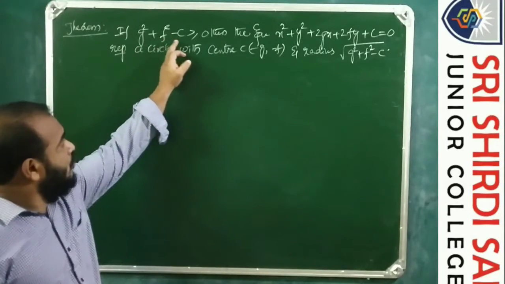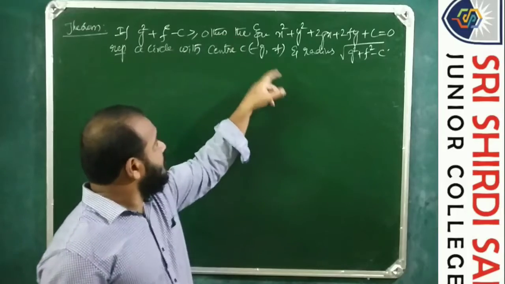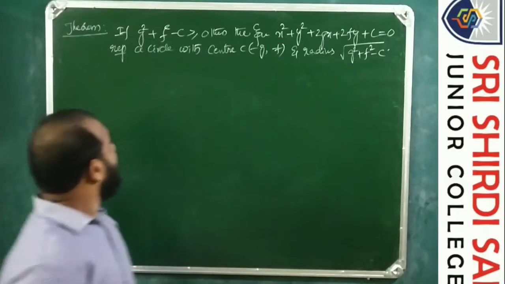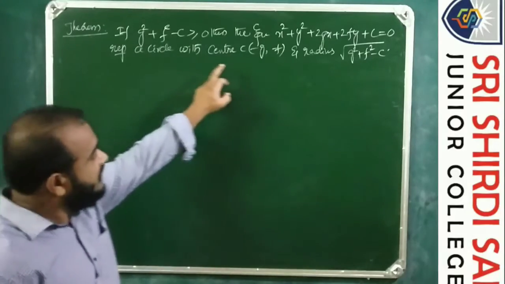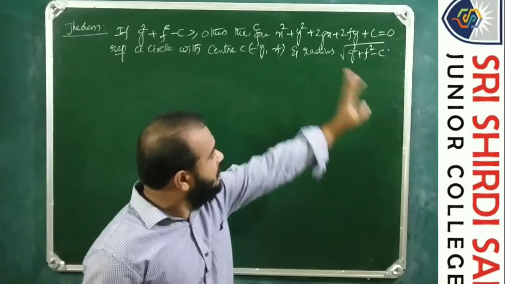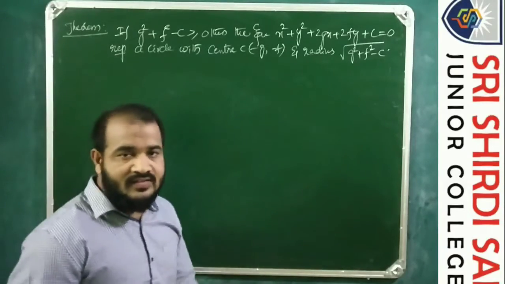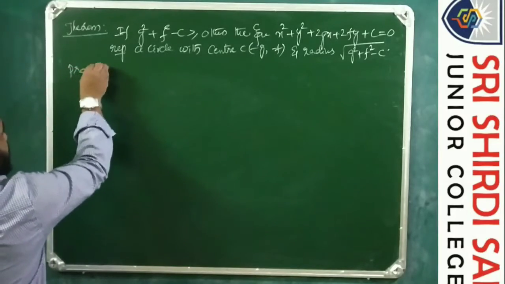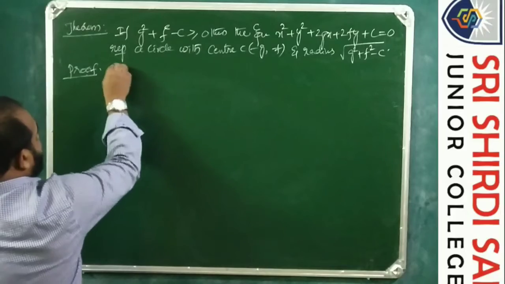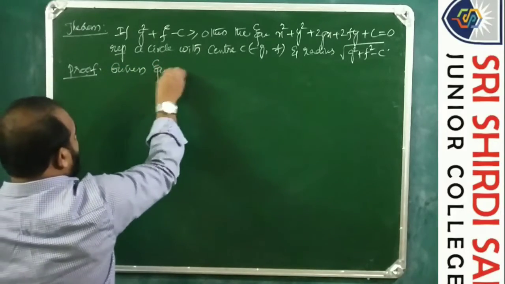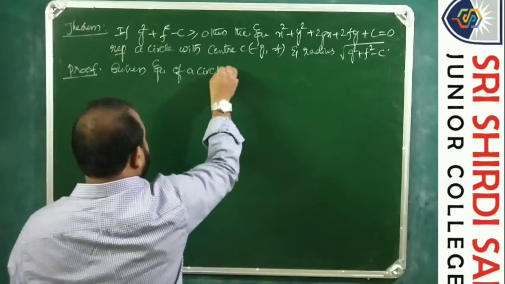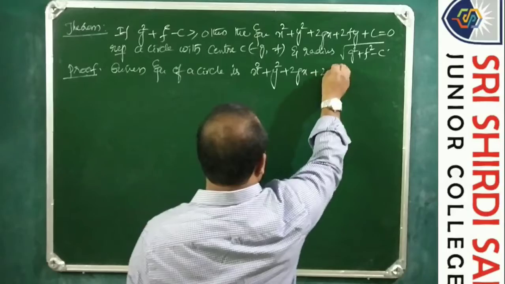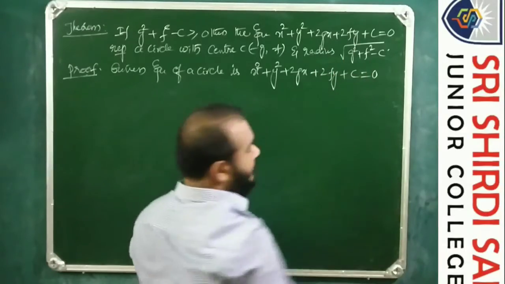If g square plus f square minus c is greater than or equal to 0, then the equation x square plus y square plus 2gx plus 2fy plus c is equal to 0 represents a circle with center (minus g, minus f) and radius square root of g square plus f square minus c. This is what we need to prove. So, given the equation of a circle is x square plus y square plus 2gx plus 2fy plus c is equal to 0.